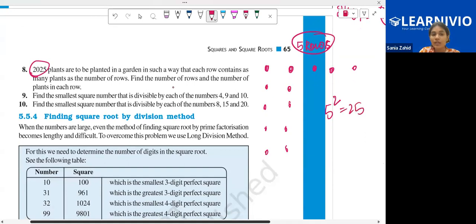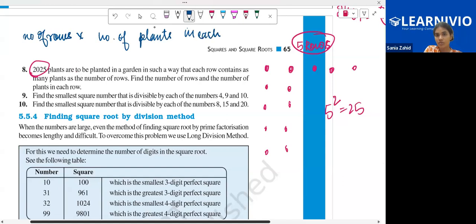Now, what is given to you is that the total number of plants is 2025. You have to calculate the number of rows and the plants in each row. So what you will do? Under root of 2025. So for this, you can explain in a manner that number of rows multiplied with number of plants in each row shall give you 2025. Thus, you can then write number of rows is equal to number of plants in each row.